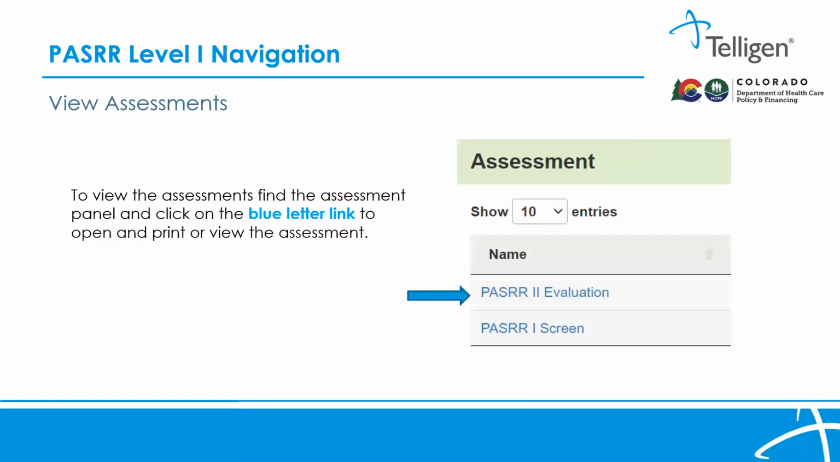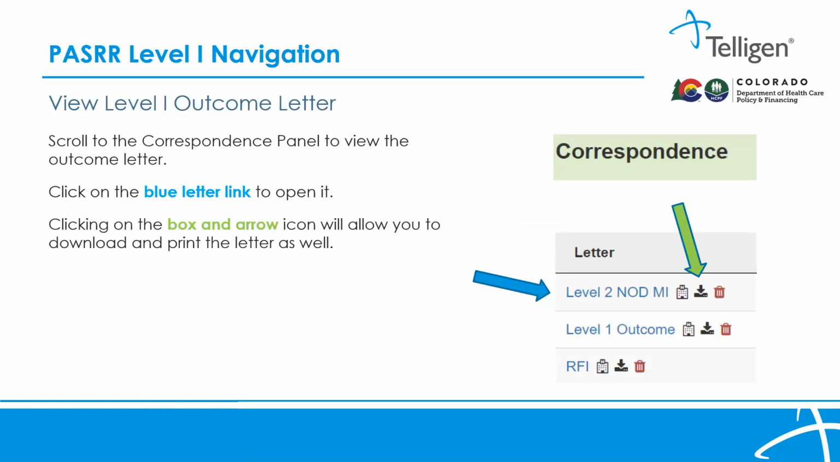Next slide, please. Just a couple more notes on navigation. Just a reminder that when you go to retrieve documents for your files, either electronically or that you can print to paper, you're going to go to the assessment panel and you will see the PASRR 1 screen there for every submission that you make. And for those who have a PASRR level 2 evaluation, you'll see that listed here too. You'll click on that link and a new tab will open and show you that evaluation or that screen, and then you can print it from there. And then next slide, please.